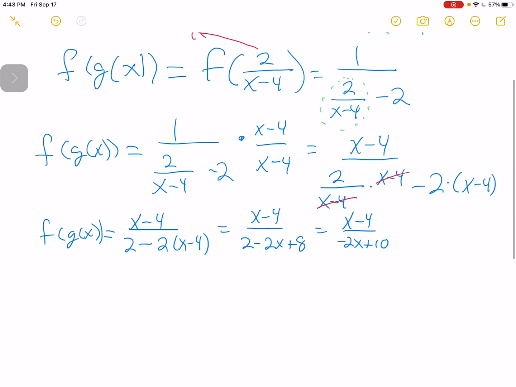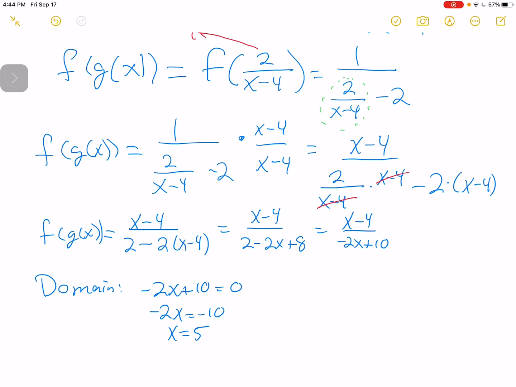Okay, that's cool. But now we have to find the domain. So the domain, normally we just look at a fraction and say, where's the denominator 0? So where's negative 2x plus 10 equal to 0? That's where negative 2x equals negative 10, or x equals 5. So we have to exclude x equals 5 from the domain.